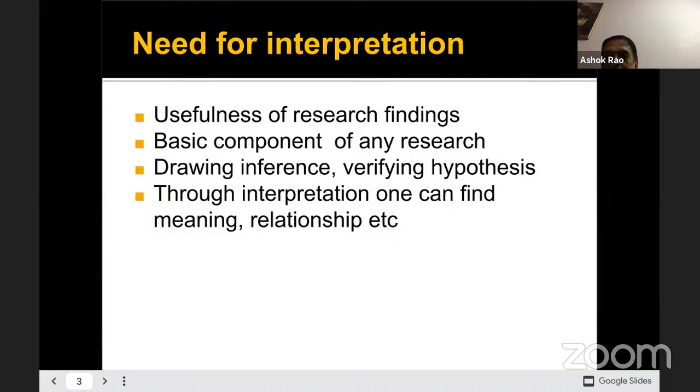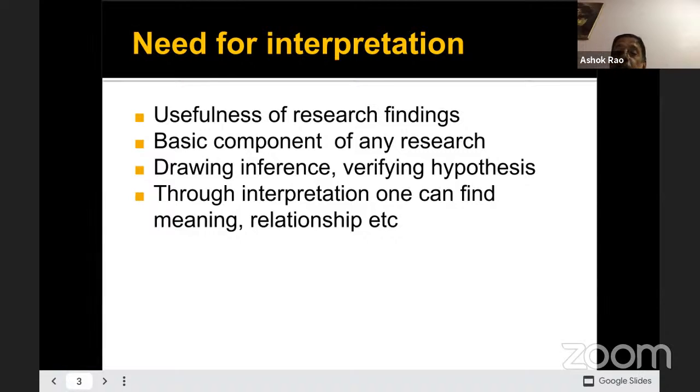And then interpretation will help in drawing inferences and verifying the hypothesis. Okay, so you have the data, you subject the data for analysis, and after that analysis, what is the inference which you draw? What is the conclusion you draw? And whether the hypothesis that you have framed is accepted or rejected, and why it is so. All that is possible with interpretation. So the need for interpretation is that it is helpful in drawing inference, and it would be helpful in verifying the hypothesis. And then through the interpretation, one can find meaning and relationships, etc.